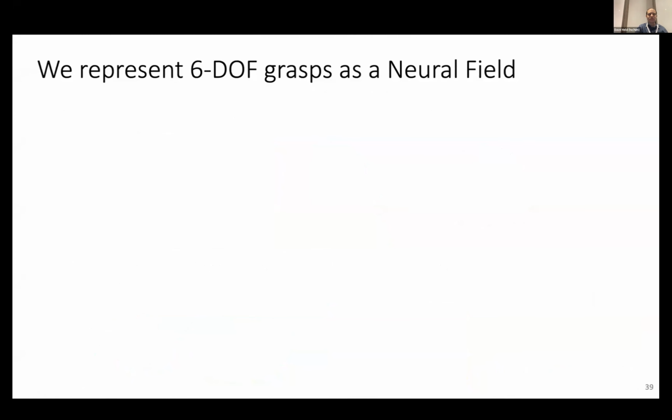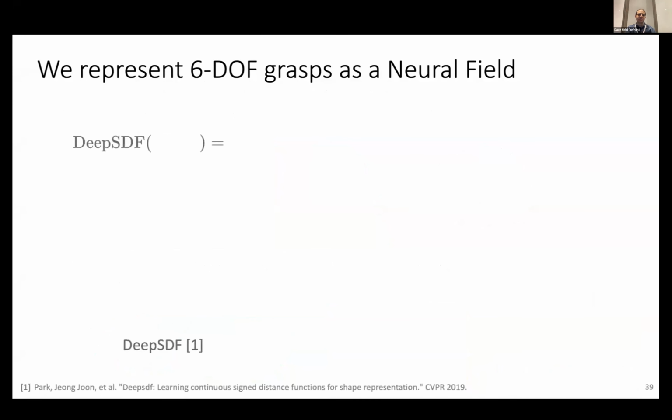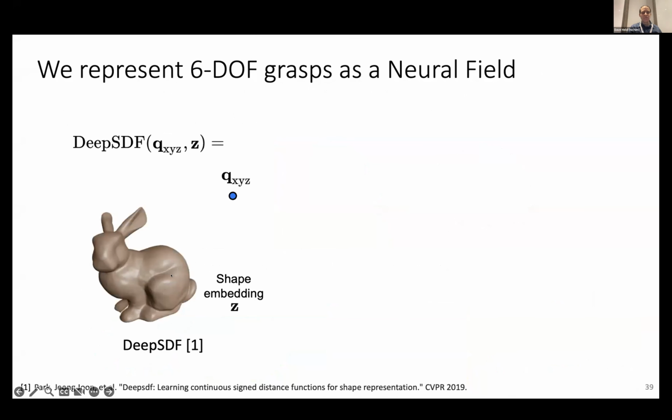Okay, so how are we going to achieve this? We're going to represent grasps as a neural field. As an analogy to other neural representations, if you recall DeepSDF, you have some query point in space, and some object that you want to represent, which you might embed into some latent vector, and then you train this DeepSDF function to output the distance between the query point and the surface of the object.